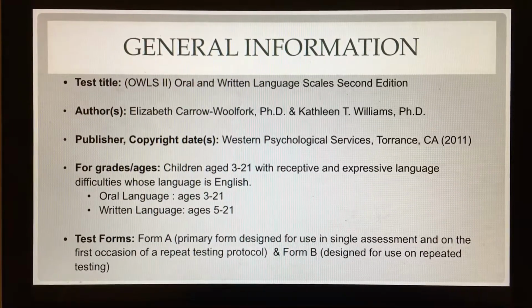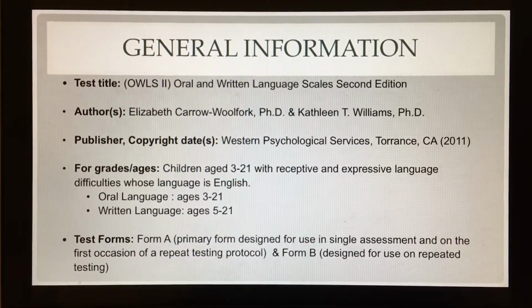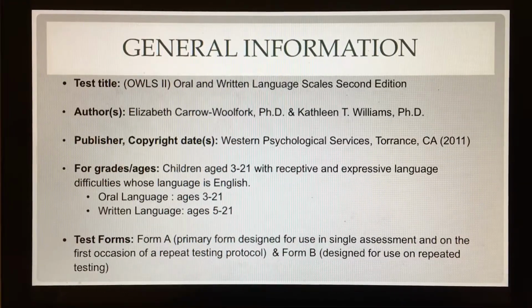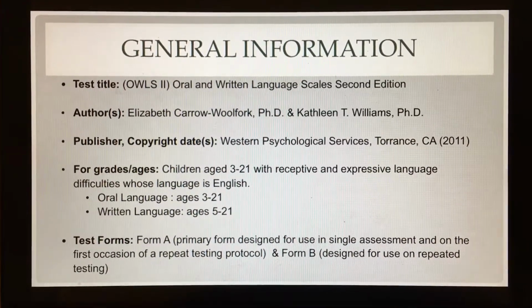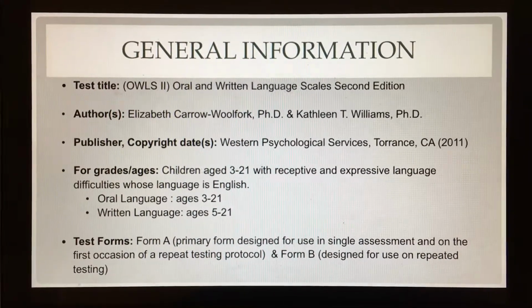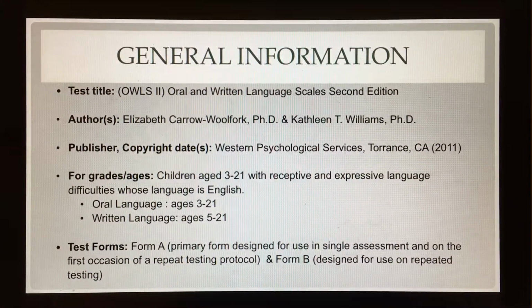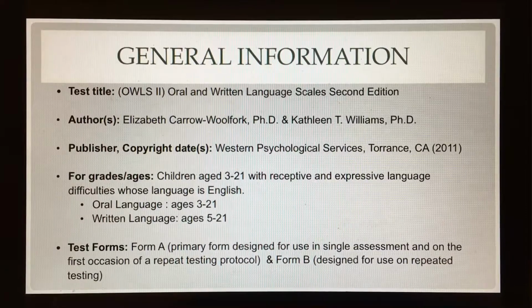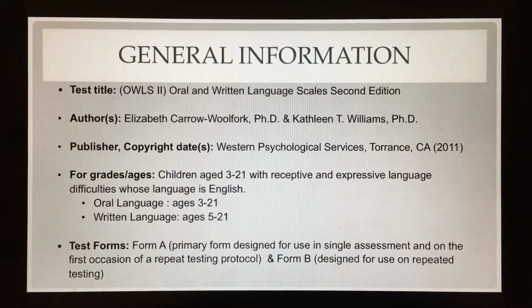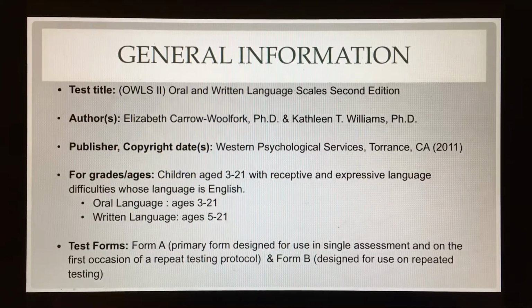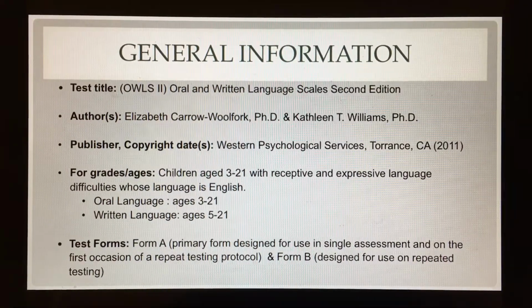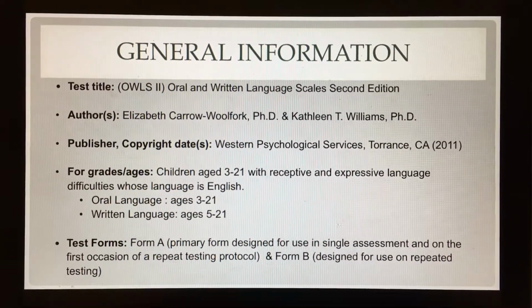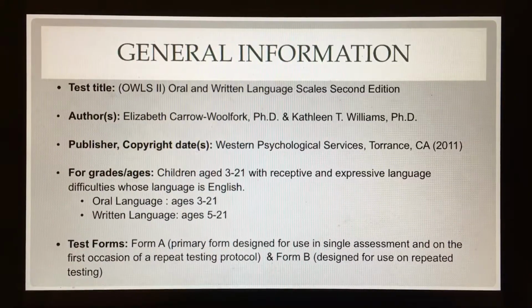For the oral language scale, which we will be discussing later on in our presentation, the ages are 3 to 21. And for the written language scale, the ages are 5 to 21. So there are two test forms for this assessment. The first one is Form A. This is a primary form that's designed for use in single assessment and on the first occasion of a repeated testing protocol. Form B is designed for use on repeated testing.